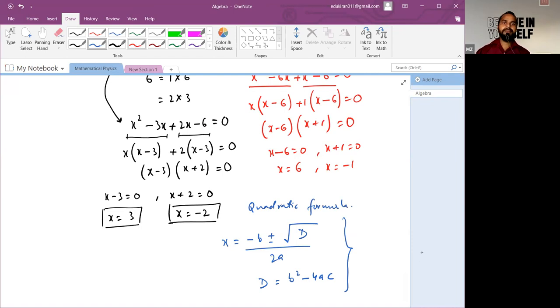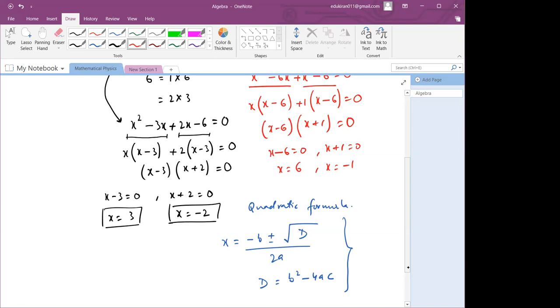Okay. Yes, sir. Have you all written this? Yes, sir. Just a minute, sir. So it's the formula of that quadratic equation we studied in maths last year, right? Yeah.